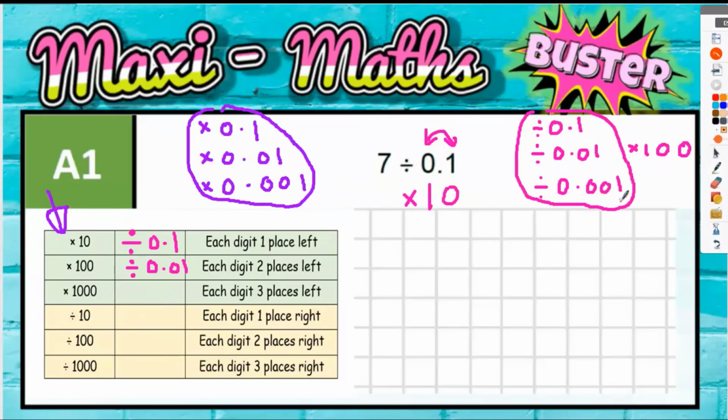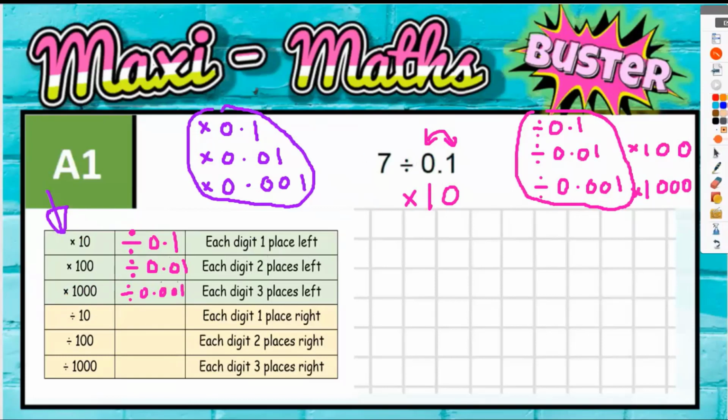For 0.001, if you flip the digits around, you'll have 100, 1,000. Take the point out, that's going to be 1,000. Swap the divide for a times. So timesing by 1,000 has exactly the same effect as dividing by 0.001.